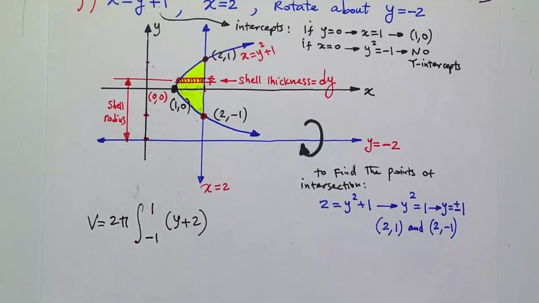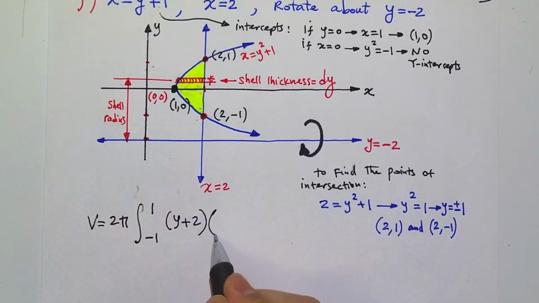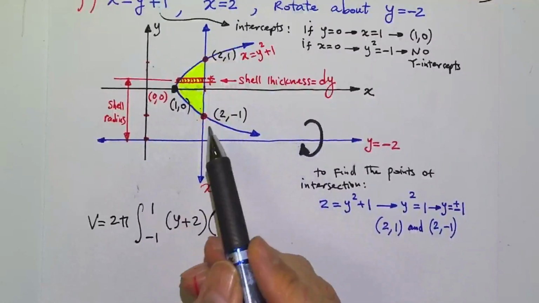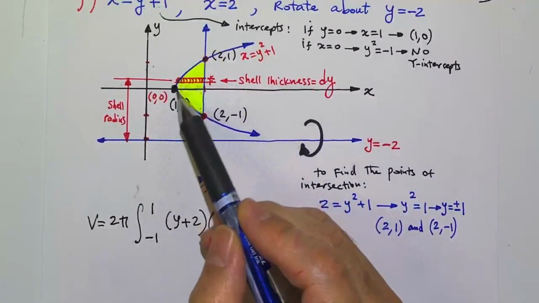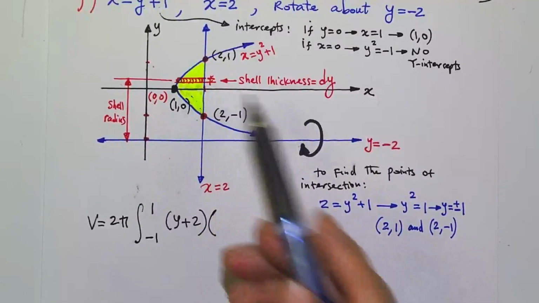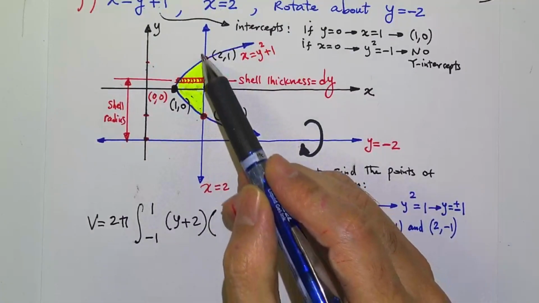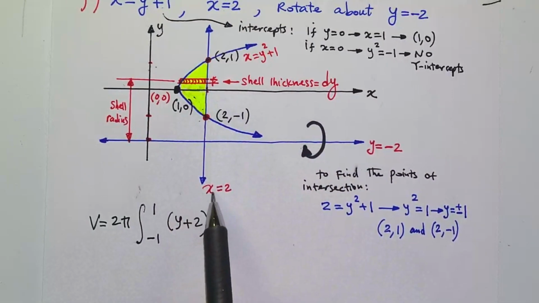So y plus 2 is the shell radius times shell height, which is identified by the difference again, right? Because here we have 2 curves. We need to calculate the difference. This time, the curve on the right is 2, right? X equals 2.